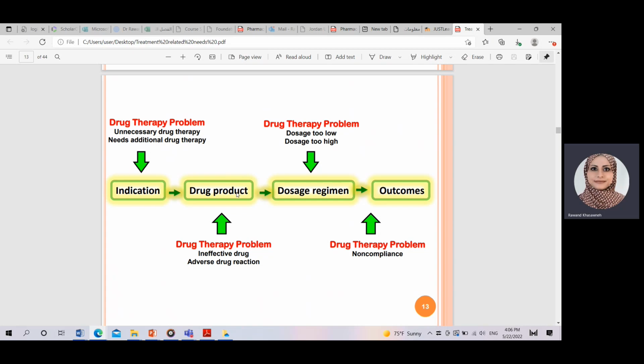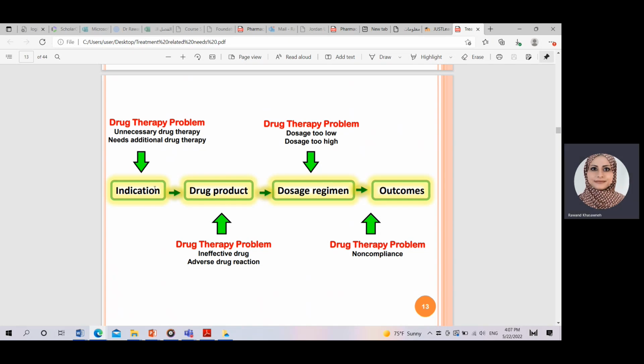Besides, the patient may have problems related to the drug product itself, where an ineffective drug may be selected or adverse drug reactions may be seen in the patient. Drug therapy problems can be associated also with the dosage regimen the patient is taking. So the drug regimen could be too low to produce the desired benefit, or it may be too high and result in drug toxicities. Lastly, the patient may not be able or willing to take the drug therapy as intended.